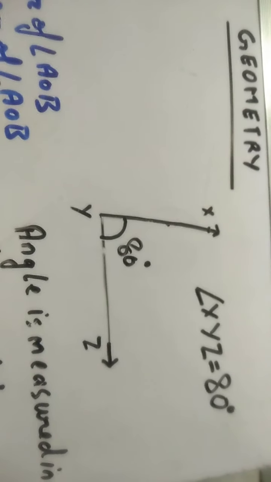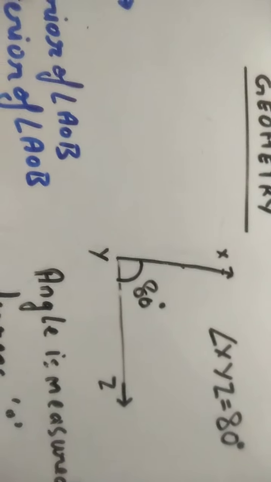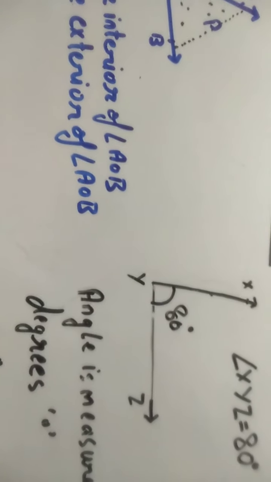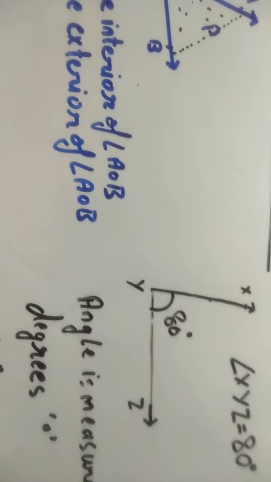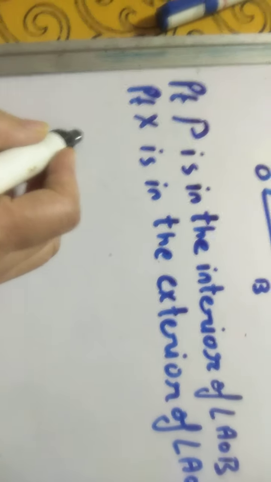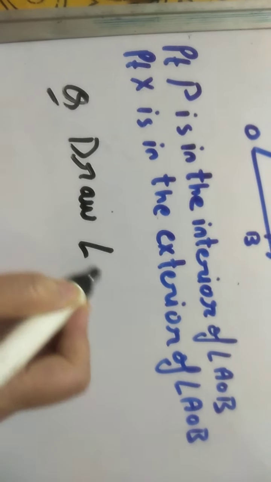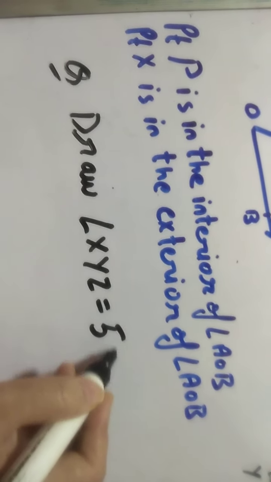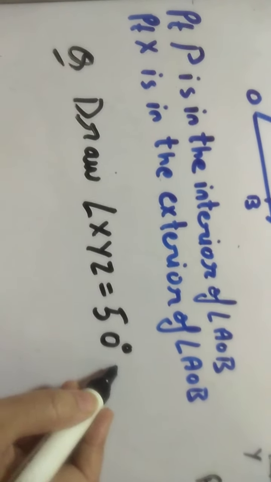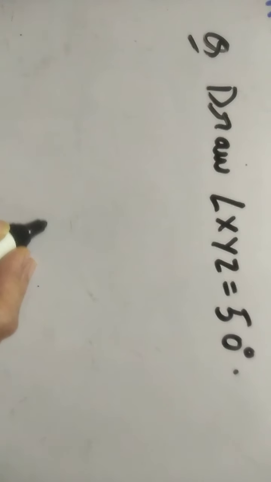Okay children, similarly we can draw angles. Suppose you are given: draw angle XYZ of 50 degrees. So how are you going to draw that? The question is: draw angle XYZ equal to 50 degrees. Then how will we draw that? First of all, we will draw the first ray.